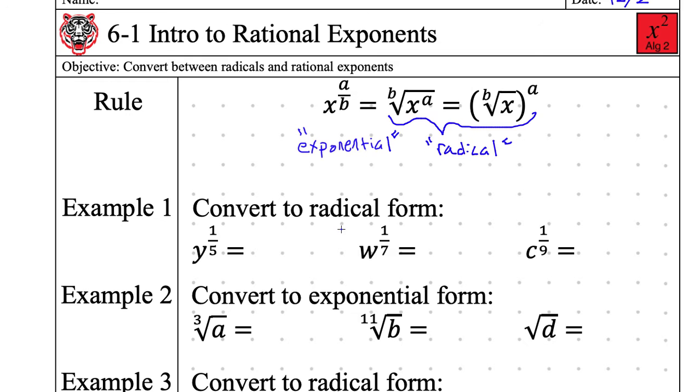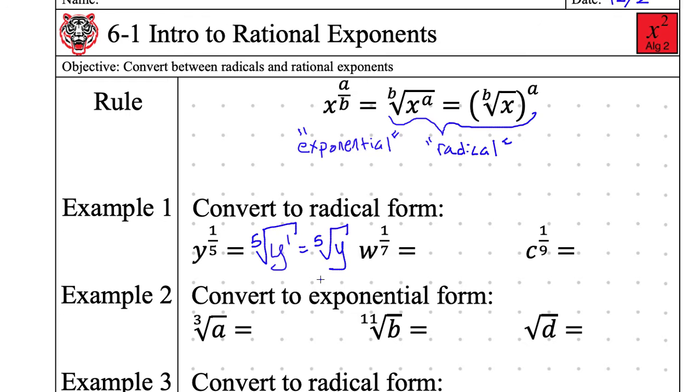I will do the first one for you, and then I'm expecting many, many people to participate. So y to the power of 1/5. I'm using this rule. I'm going to change it to this form right here. So the numerator of the fraction goes there. So I'm going to say y to the power of 1 on the inside. On the index here, this is called the index, the nth root. It could be a cube root or a square root. The index is the bottom number, the denominator. So this is going to be the 5th root of y to the 1, or you can just call that the same thing as the 5th root of y. Whenever it's to the power of 1, you can kind of ignore it.